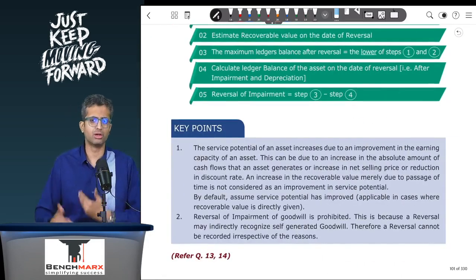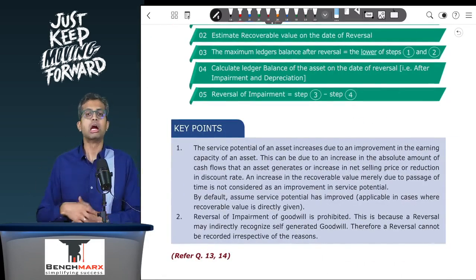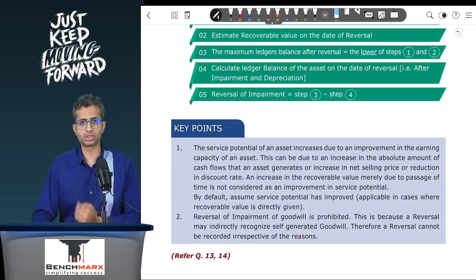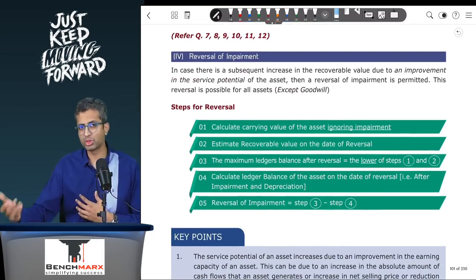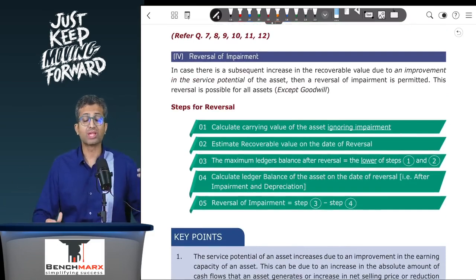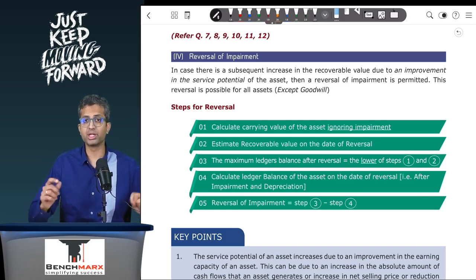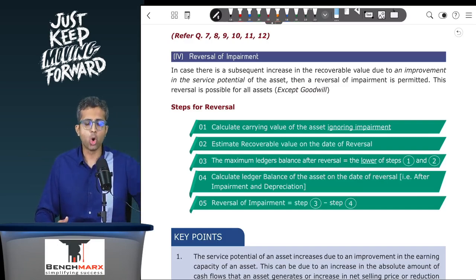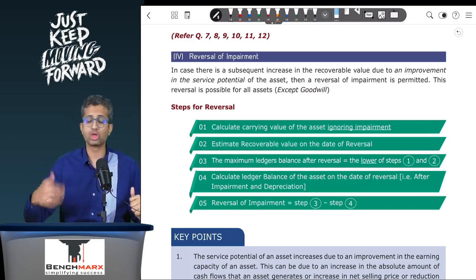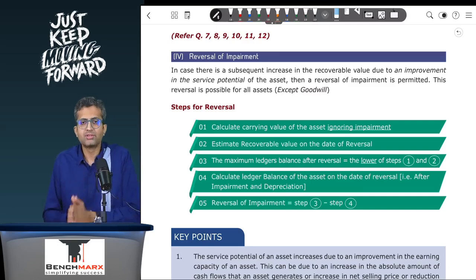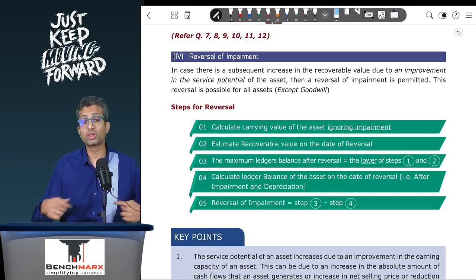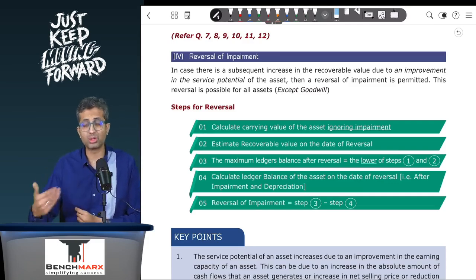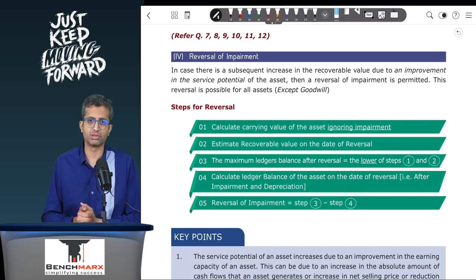And other items like inflation should be considered for the purpose of value in use determination. Now, once you impair the asset, is it possible to reverse the impairment loss? The answer is yes. You can do a reversal of impairment provided there's an improvement in service potential, that is either your value in use increases because the cash flows increase, or your discount rate falls, or your net selling price increases. If there's no improvement in service potential, you cannot book a reversal of impairment. Further, you cannot reverse impairment on goodwill because that would amount to recording what we call self-generated goodwill.